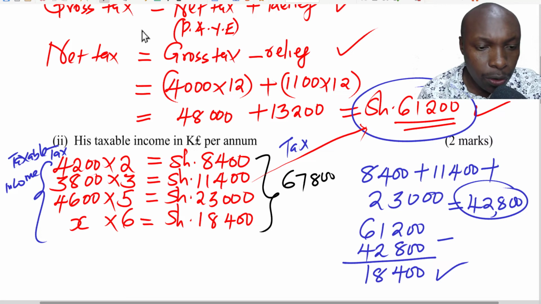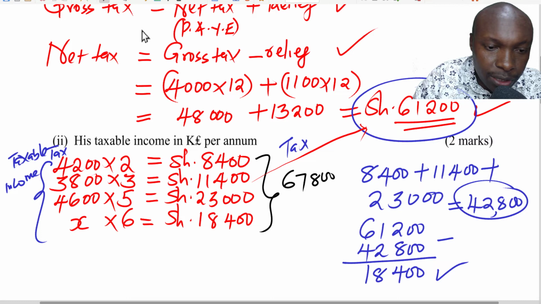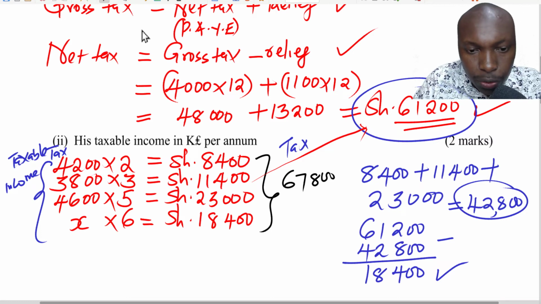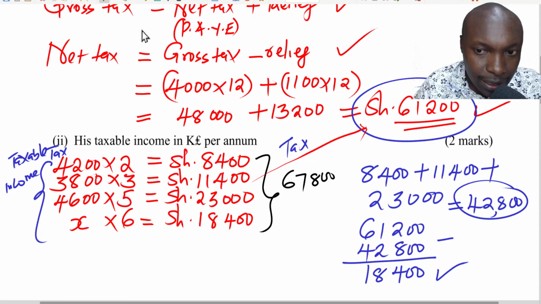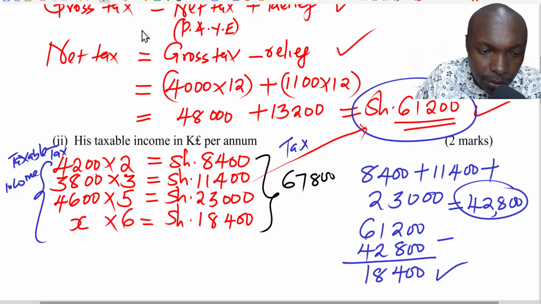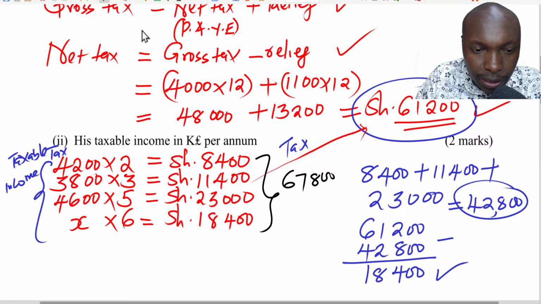Okay, we need to call that amount X, taxable income X, that will be taxed at the rate of 6 shillings per Kenyan pound to give 18,400. So we started by adding the tax in the first 3 slabs. After proceeding to the 4th slab, you notice that the tax exceeded 61,200. So that is why we need to get this amount X that is going to be taxed at the rate of 6 bob per pound to give 18,400.